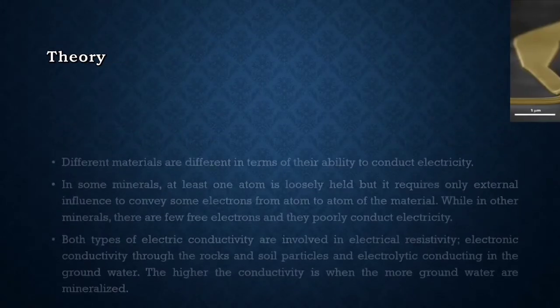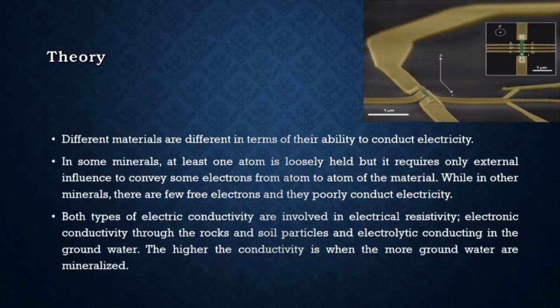Theory. Different materials differ in their ability to conduct electricity. In some minerals, at least one atom is loosely held, and it requires only an external influence to convey some electrons from atom to atom of the material. While in other minerals, there are few free electrons and they conduct electricity poorly. Both types of electric conductivity are involved in electrical resistivity: electronic conductivity through the rocks and soil particles, and electrolytic conduction in the groundwater. The conductivity is higher when the groundwater is more mineralized.